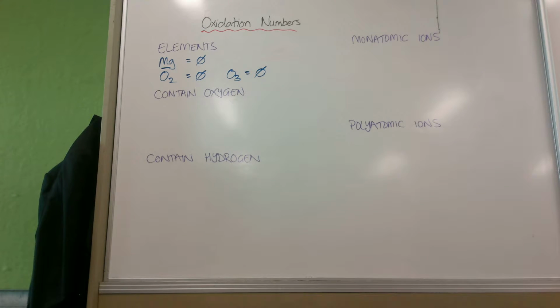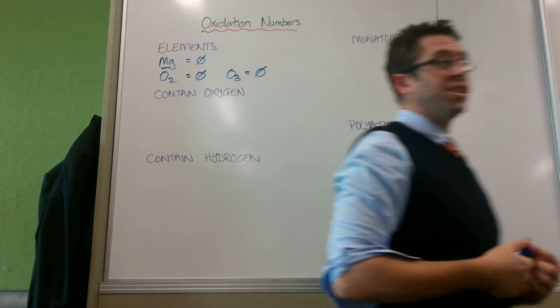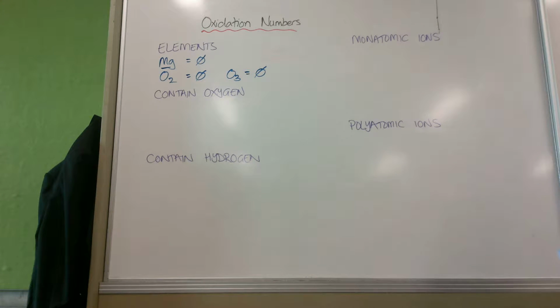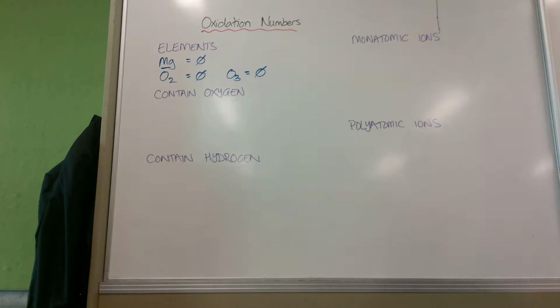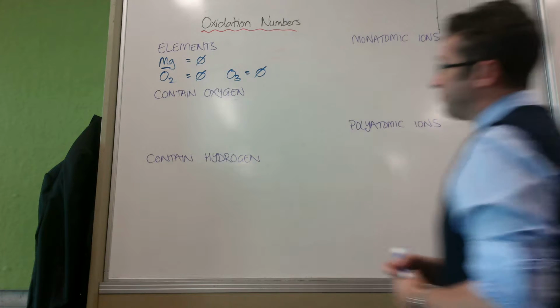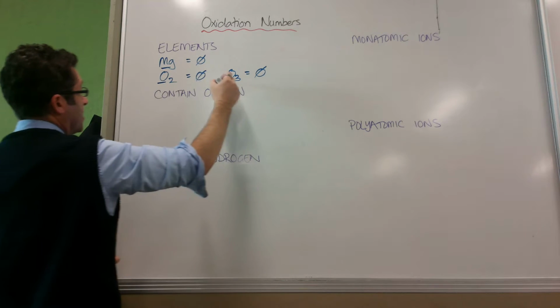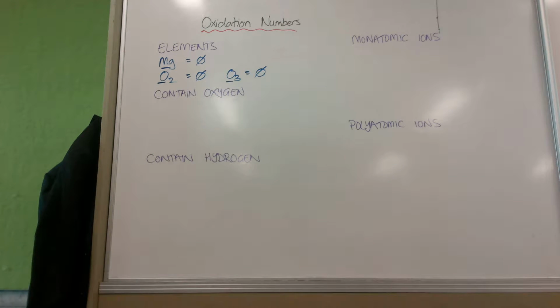So this one's our easiest rule. Any element, even if it's an allotrope, so a different structure of the same element, every element has an oxidation number of 0. So if you've got an element, where it's just one type of atom, doesn't matter if there's numbers next to them or not, but if it's one type of atom, the oxidation number is always 0.